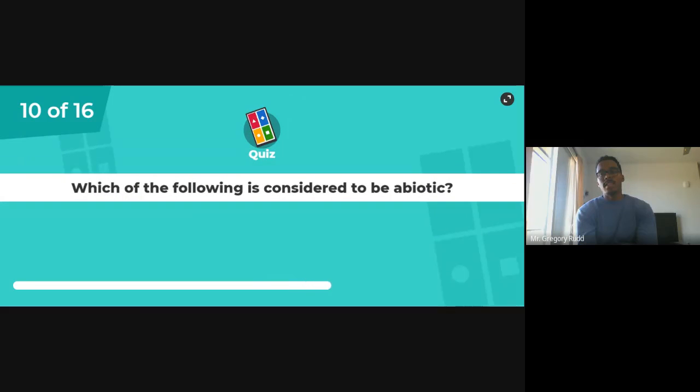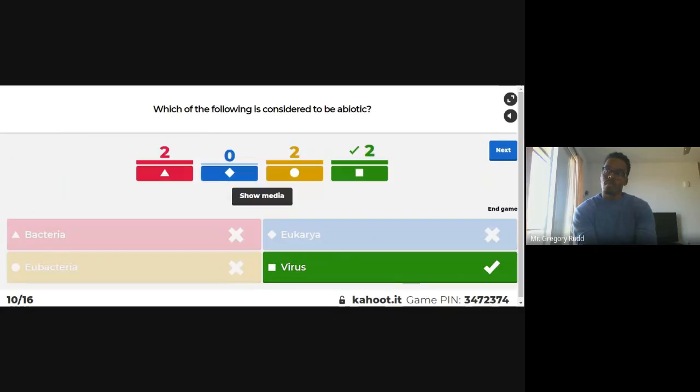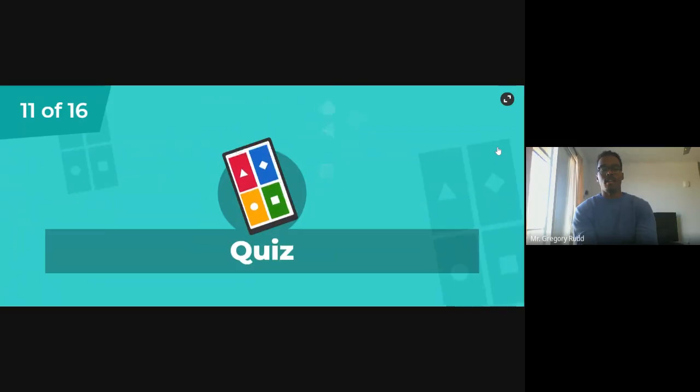Which of the following is considered to be abiotic? That's a good question, too. Viruses, yes. Viruses are not living. We consider them non-living because they can't reproduce on their own. Good job to our top 2 go-getters, Alicia and Omari.